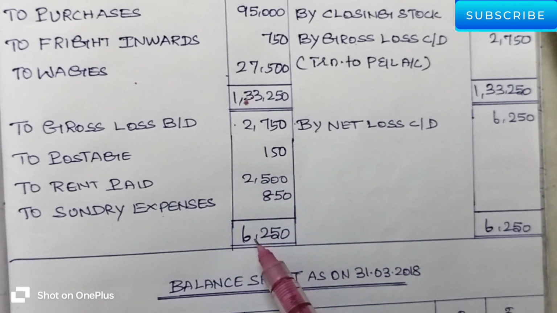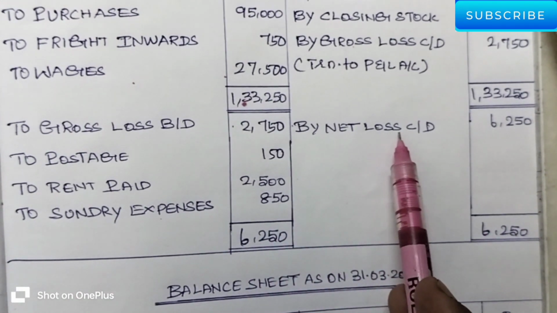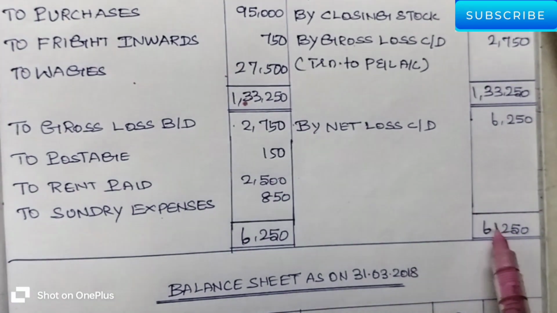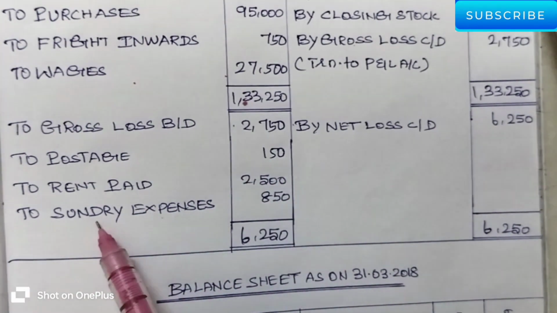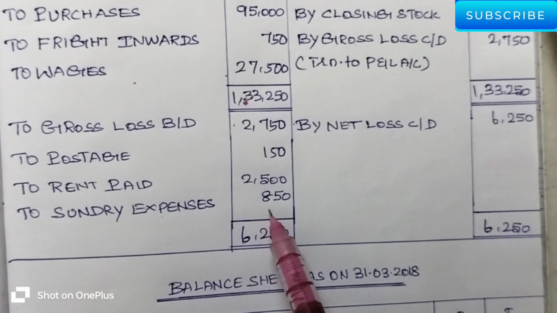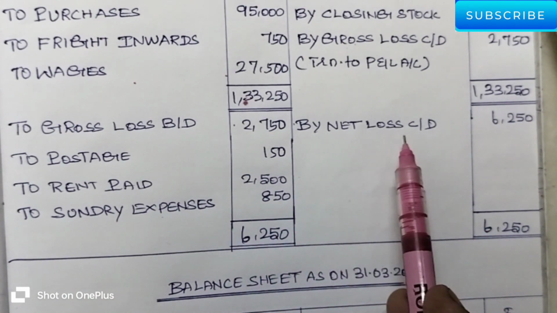Before that, keep it in your mind, remember it: whenever you get the total on the debit side more than that of the credit side, you will get net loss on the credit side. And another point, if you get the total on the credit side more than that of the debit, you will get the gross profit on the debit side. Do you understand? From this exercise sum number 12, we get the total on the debit side more than that of the credit side, so we will get net loss on the credit side.